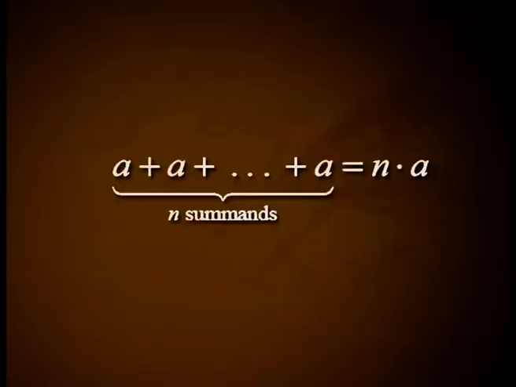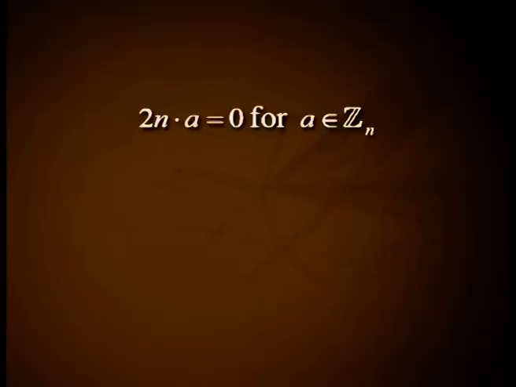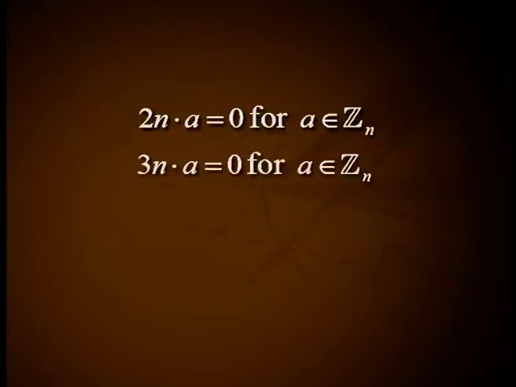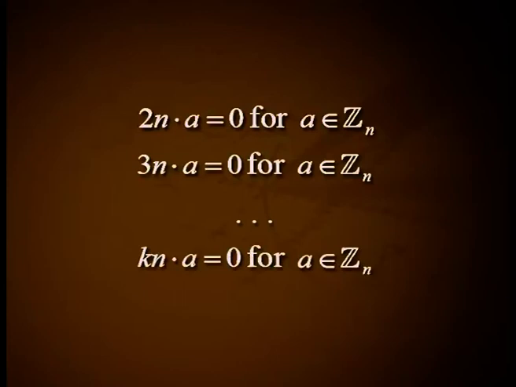This 0 is the remainder obtained when the usual sum a + ... + a, equal to n·a, is divided by n. This shows that n·a = 0 for a belonging to Zn. It can be seen that 2n·a = 0 for a belonging to Zn, then 3n·a = 0 for a belonging to Zn, and so on; kn·a = 0 for a belonging to Zn.